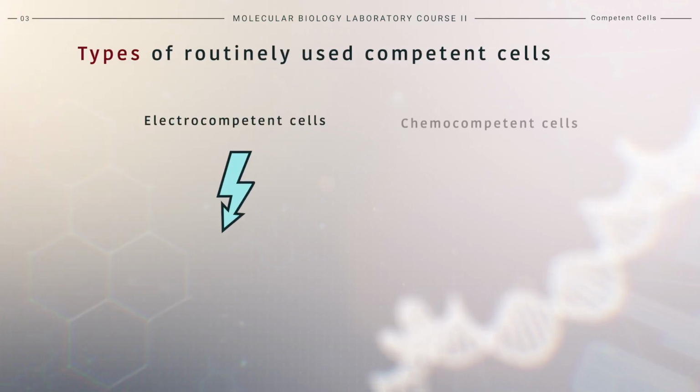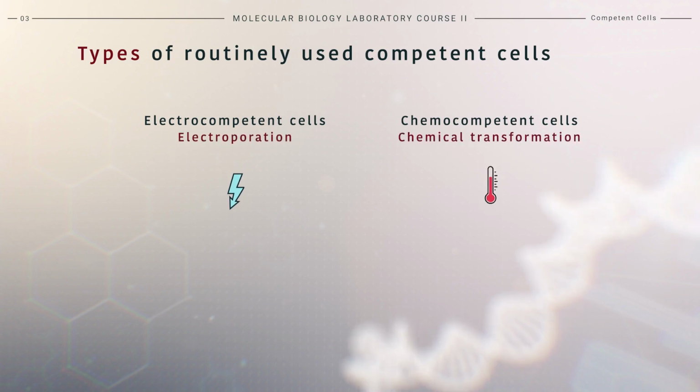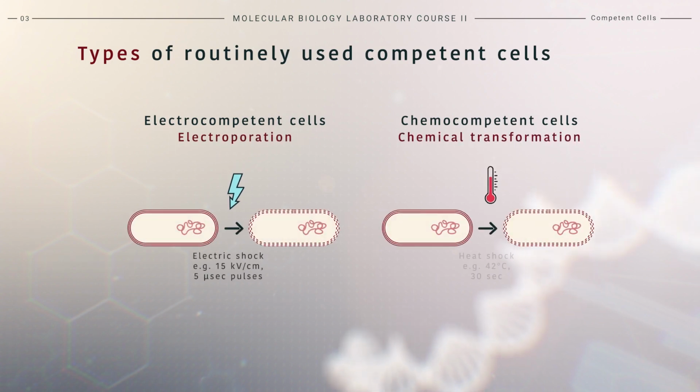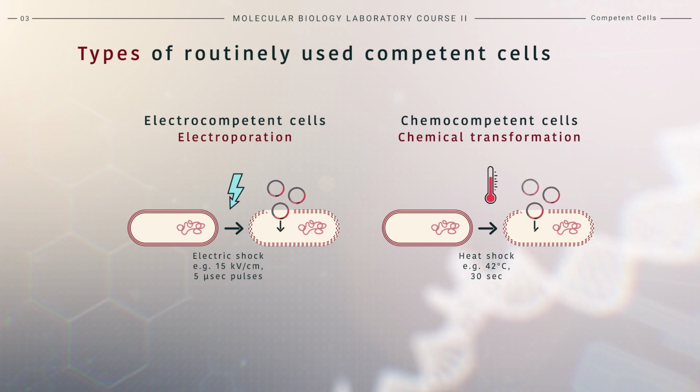The model organism we often use in molecular biotechnology, Escherichia coli, is not naturally competent. Therefore, to use these cells for cloning or expression studies, we must induce competence. There are two main types of competent cells: electrocompetent and chemocompetent. Electroporation, or chemical transformation, creates temporary pores in the cell's membrane. These pores can be used to intake foreign DNA.